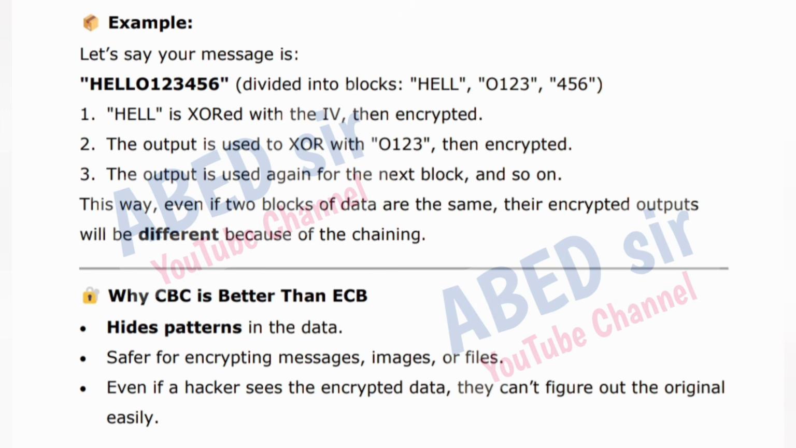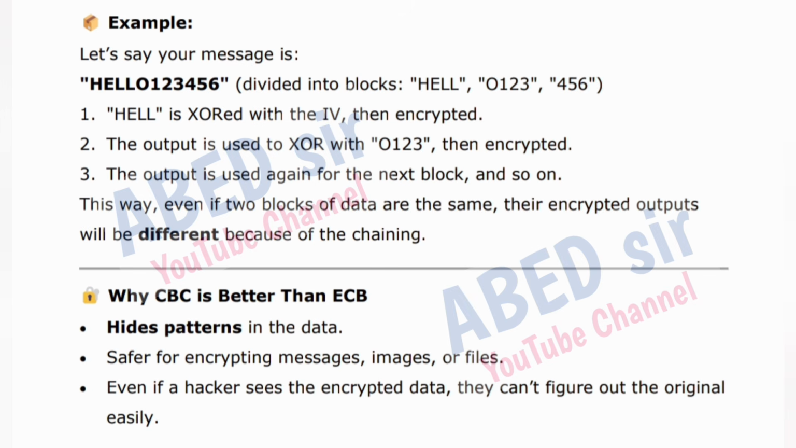Example. Let's say your message is hello123456, divided into blocks: hell, o123, 456. 1. Hell is XORed with the IV, then encrypted. 2. The output is used to XOR with o123, then encrypted. 3. The output is used again for the next block, and so on. This way, even if two blocks of data are the same, their encrypted outputs will be different because of the chaining.